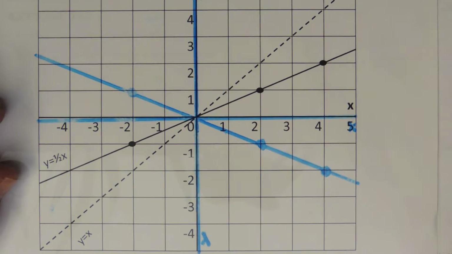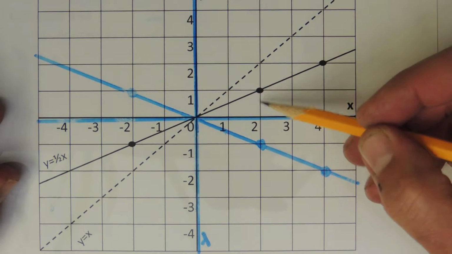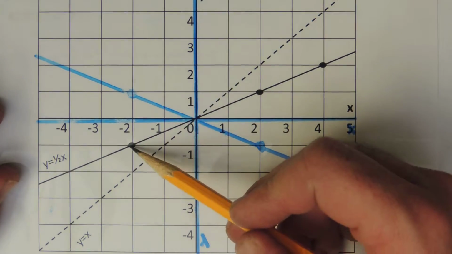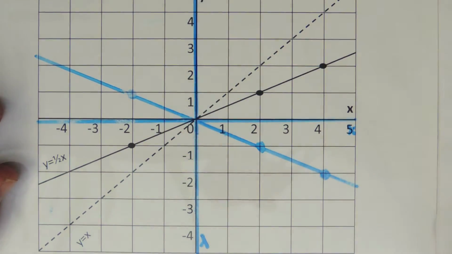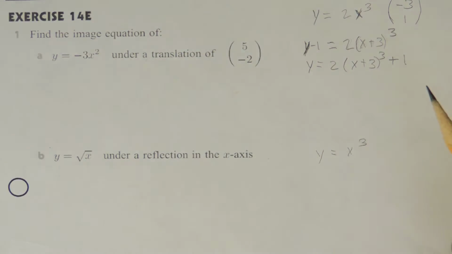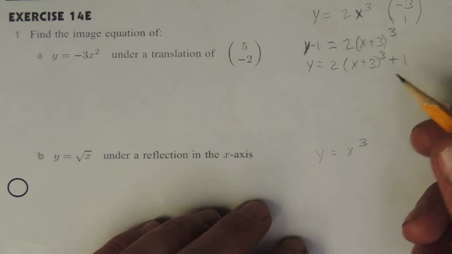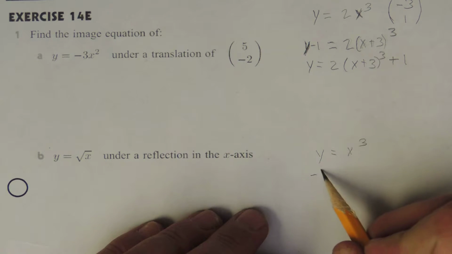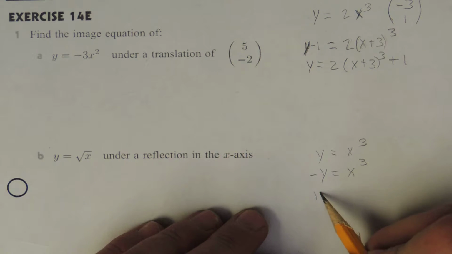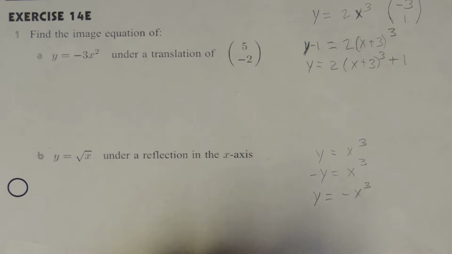To do that, what ends up happening for every x, my y is now negative. Y that was positive before is now negative. Y that was negative before is now positive. So I just multiply y times negative 1. So I'm going to say, after my transformation, I have negative y equals x to the third power, or y equals negative x to the third power.